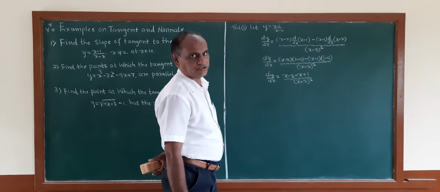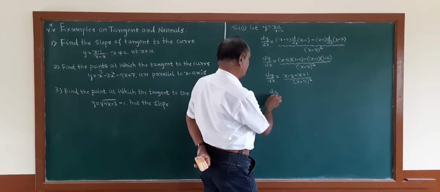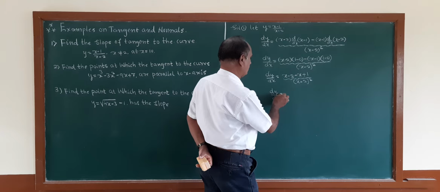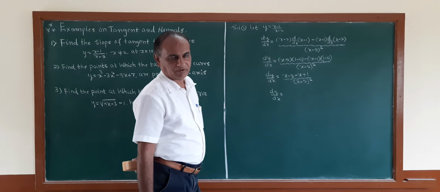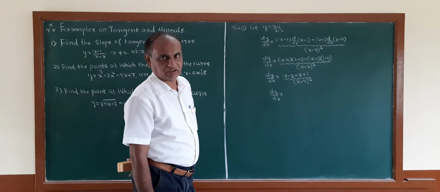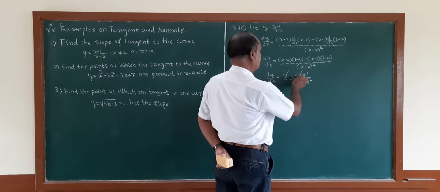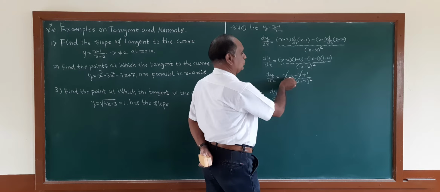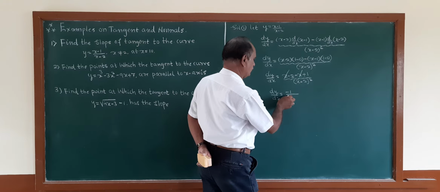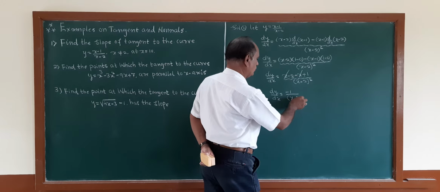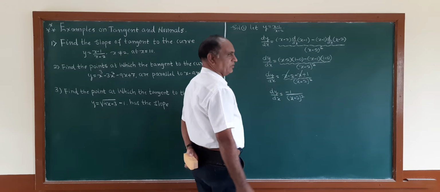Again you have to write in the simplest form. So dy by dx is equal to the numerator: the terms cancel. So positive x and negative x get cancelled. Minus 2, then plus 1 means minus 1, divided by the denominator (x minus 2) raised to the power of 2, that is a square. So this is dy by dx.